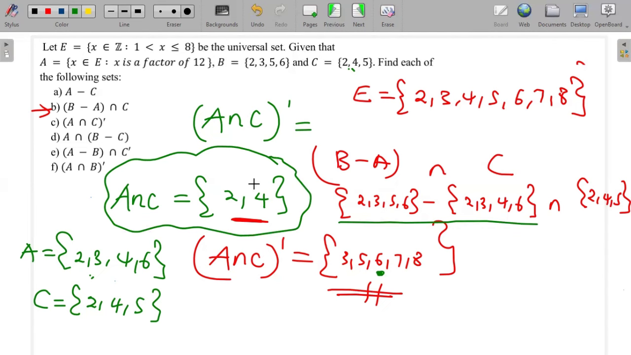So meaning that now, to find the complement, we are finding the elements that are not in this set here. And the 6 is part of it because I can't see the 6 in the intersection there.